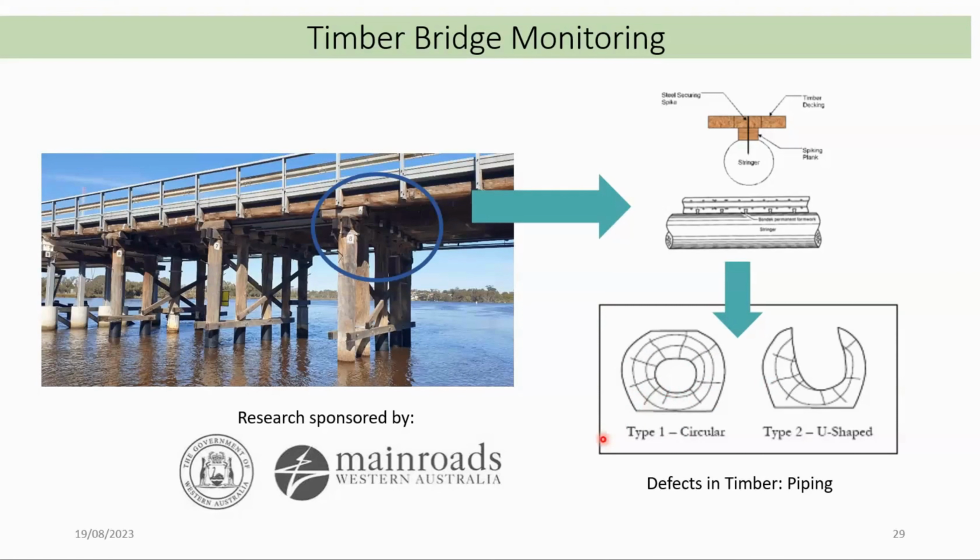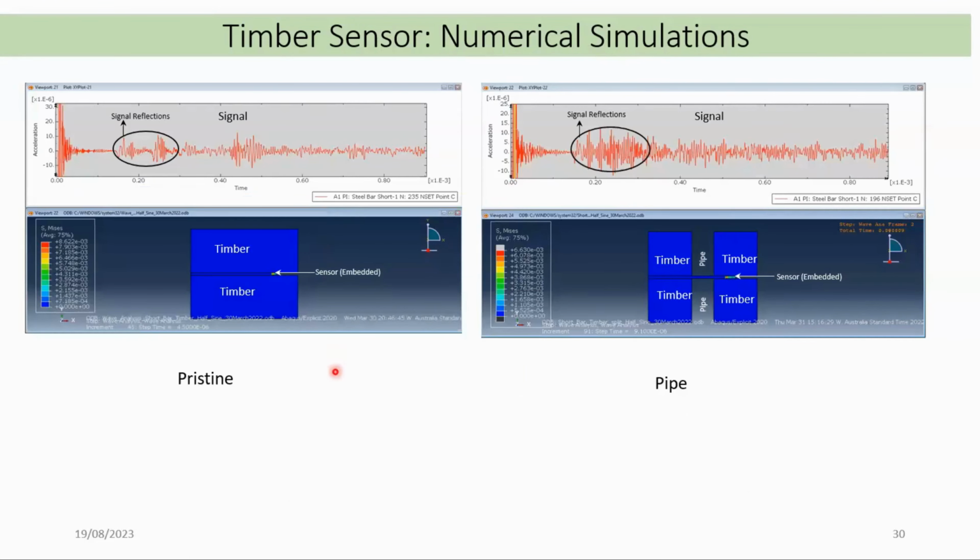So our task was to make a sensor that can find all this, because there is no way we can see all this happening. This is all a continuous beam, a continuous timber stringer. We call it a stringer, and there is no way to see what's happening in it. That was our task. So we started with building some numerical simulation models, and I'll just play the simulation video. There you go. The simulation video is on.